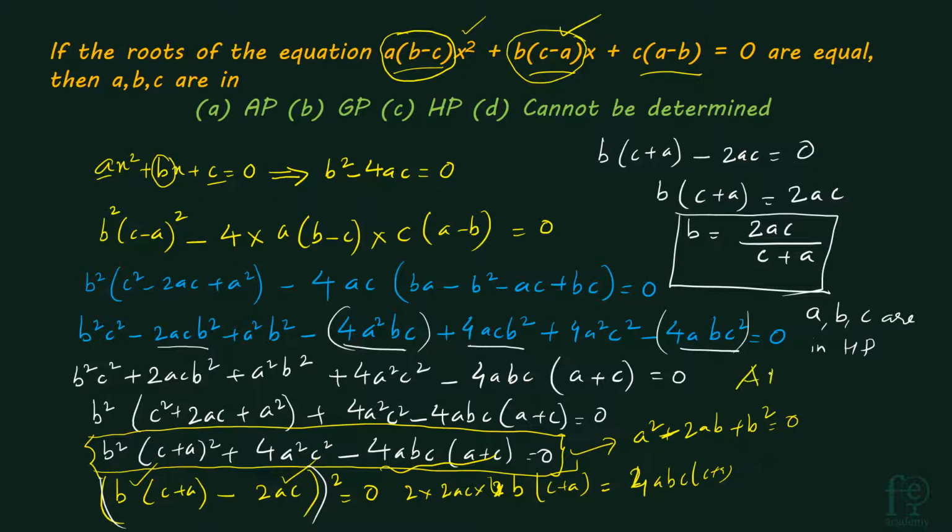Arithmetic progression means, what is the meaning? a, b and c will be having constant difference. b minus a should be equal to c minus b. In that format only it will come. So that means 2b is equal to c plus a. This is the format. 2b is equal to c plus a means a, b and c are in arithmetic progression.